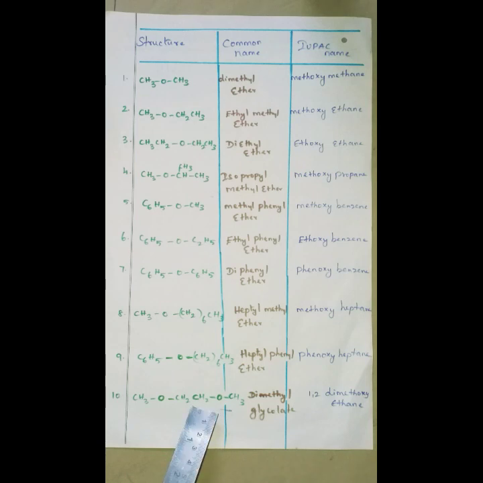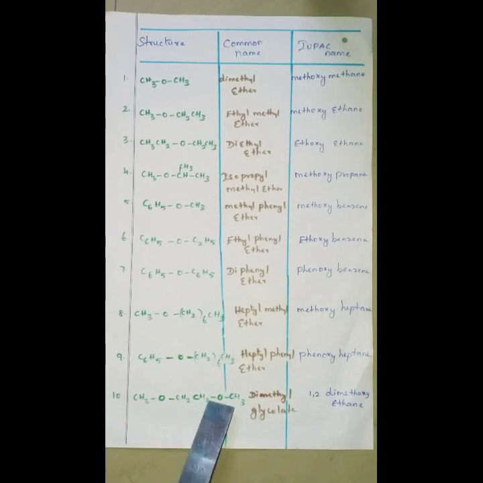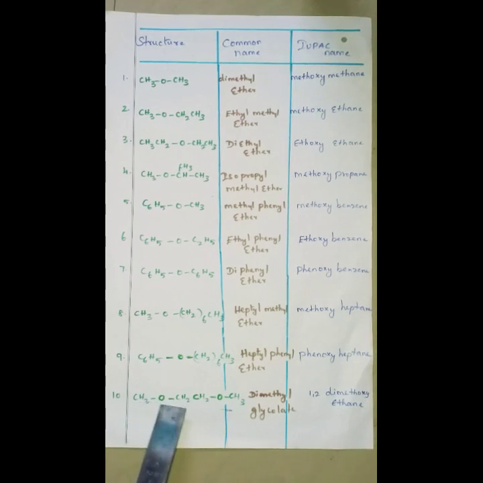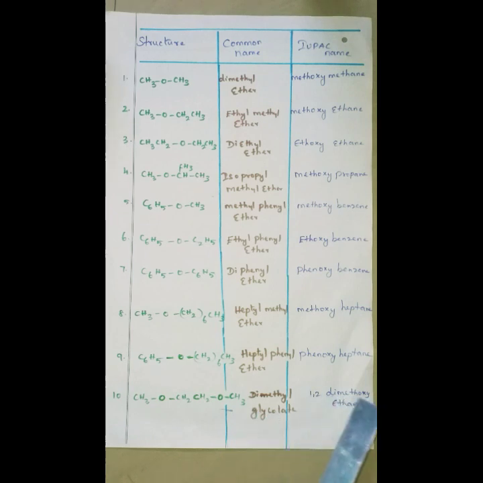Dimethoxy means, suppose we know the ethane formula, take this as the main thing. CH3 means we call it ethane. In that one, instead of one hydrogen here and one hydrogen here, two OCH3 groups are attached. Here one methoxy group, here one methoxy group. Therefore 1,2-dimethoxy ethane. So this was a little different from the others, so keep it in mind. The common name is dimethyl glycolate and the IUPAC name is 1,2-dimethoxy ethane. So I think you have all understood the common name and IUPAC name.